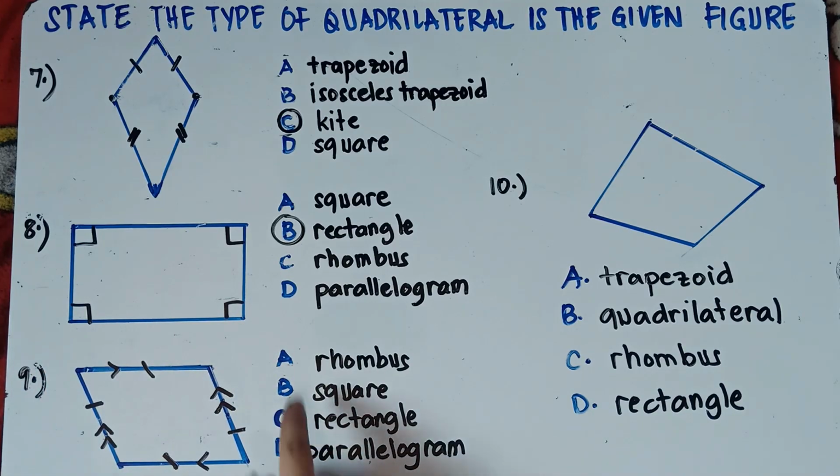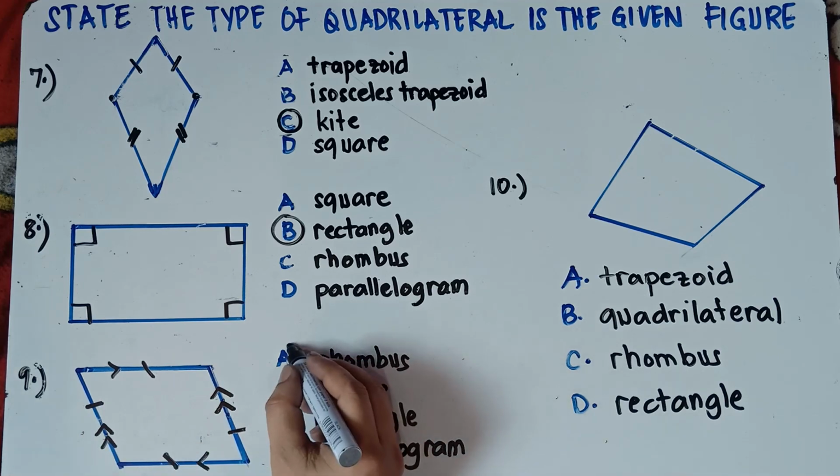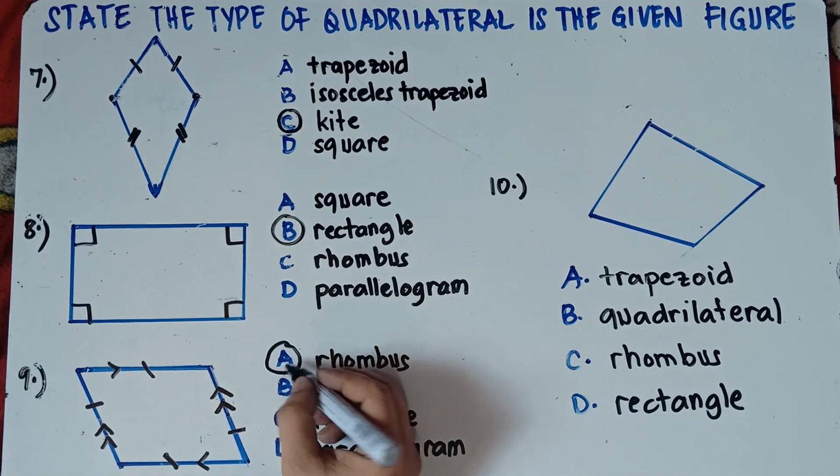Alright, so our answer is a rhombus. Basic definition, class, of a rhombus: 4 equal sides. Then 2 sides are parallel. So letter A. Quite tricky for number 9.